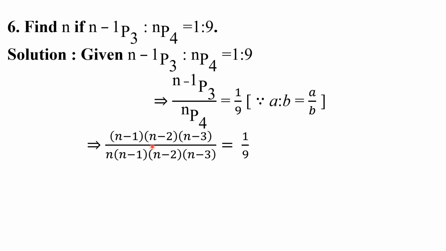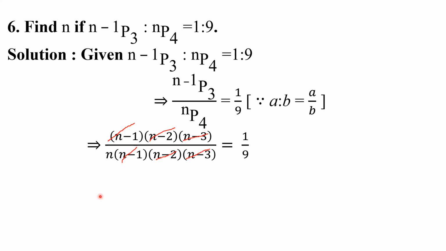Right. Now can you simplify this equation? Yes. So here n minus 1 and n minus 1 get cancelled. Here n minus 2 and n minus 2 get cancelled. n minus 3 and n minus 3 get cancelled. Yes or no, my children?